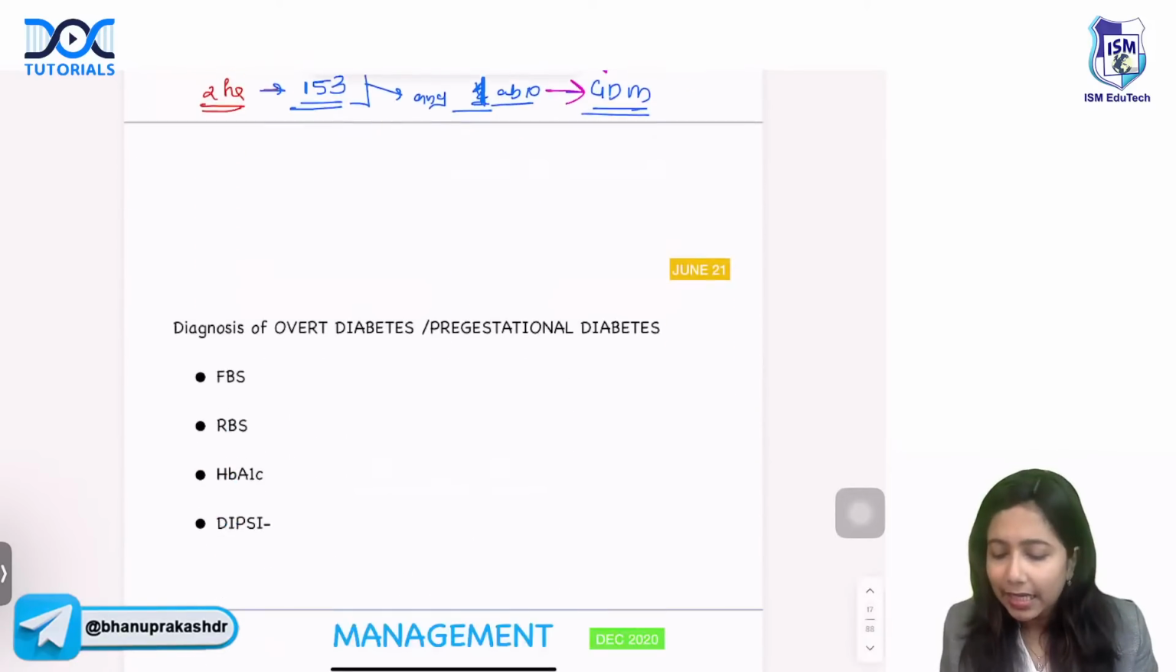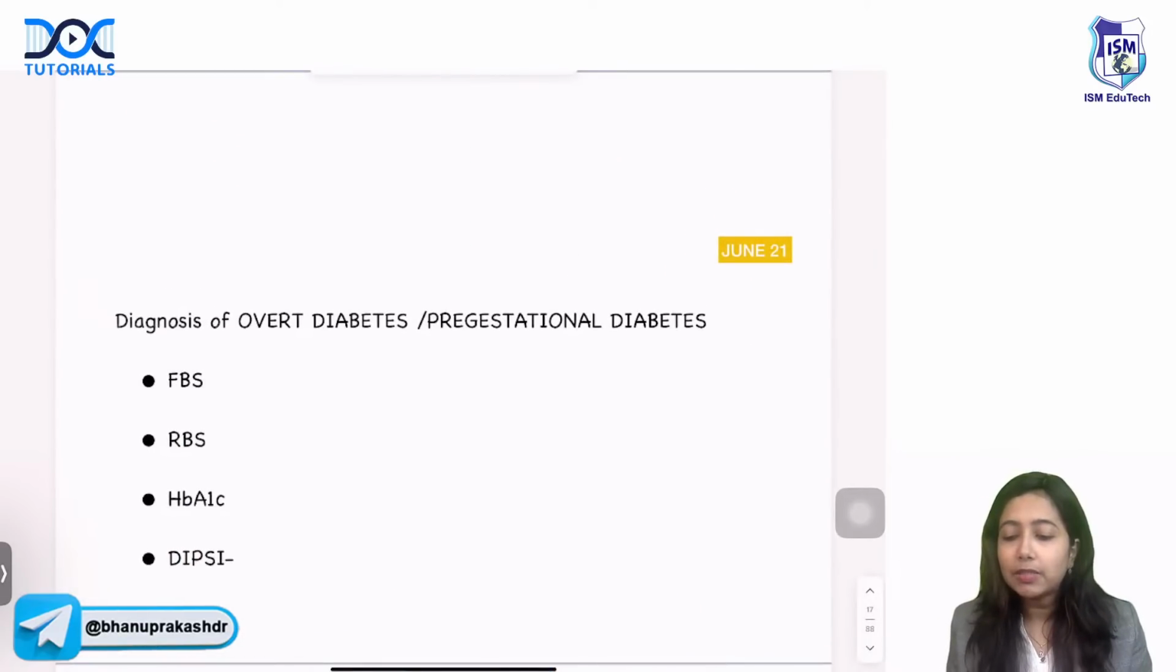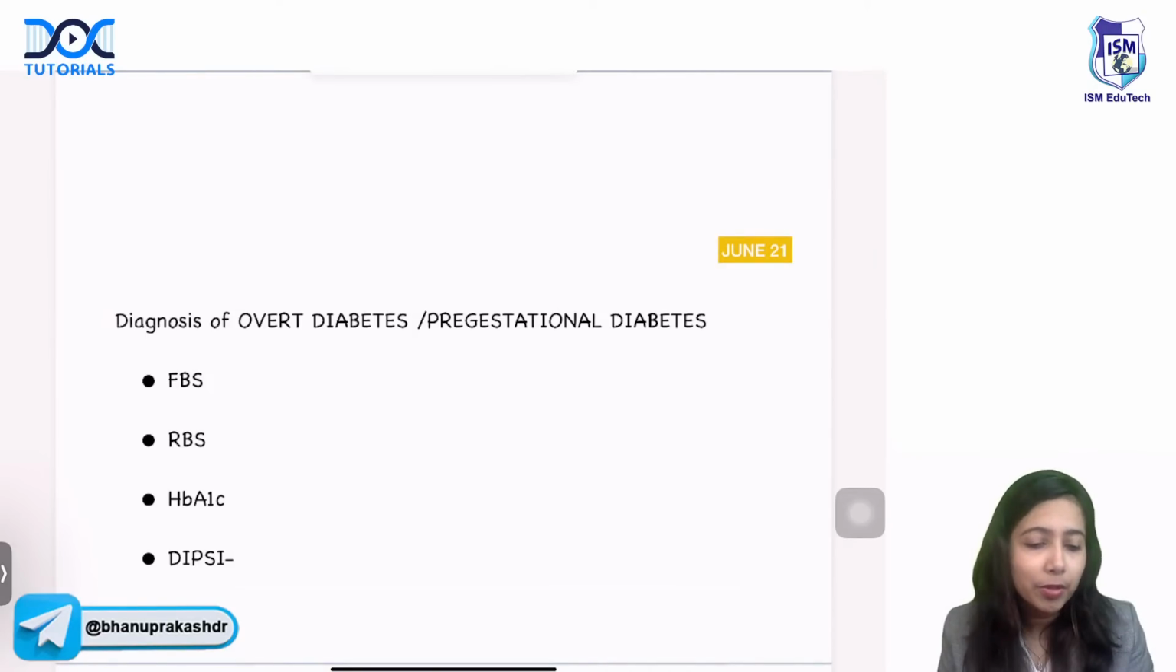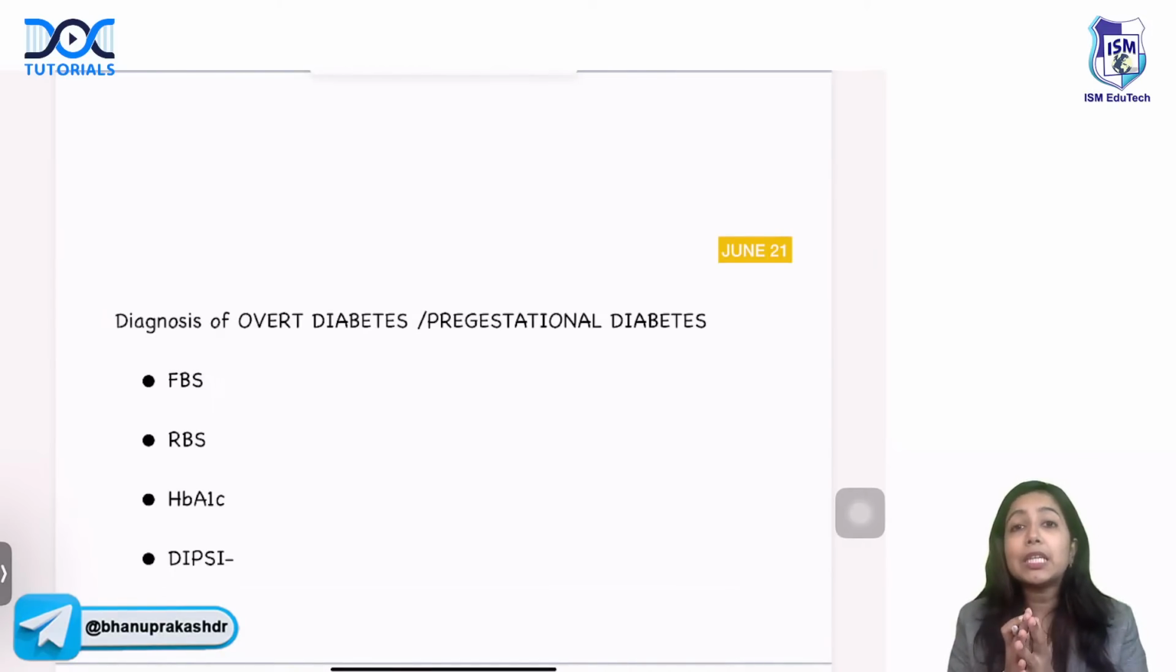So, there is another entity known as overt diabetes or pre-gestational diabetes. Is it same as GDM? Very important concept. Everyone, please be with me here. Is GDM same as overt diabetes and pre-gestational diabetes? No. Basically the levels are actually those of the non-pregnant state. So, all the levels are so high. They are in the non-pregnant state.